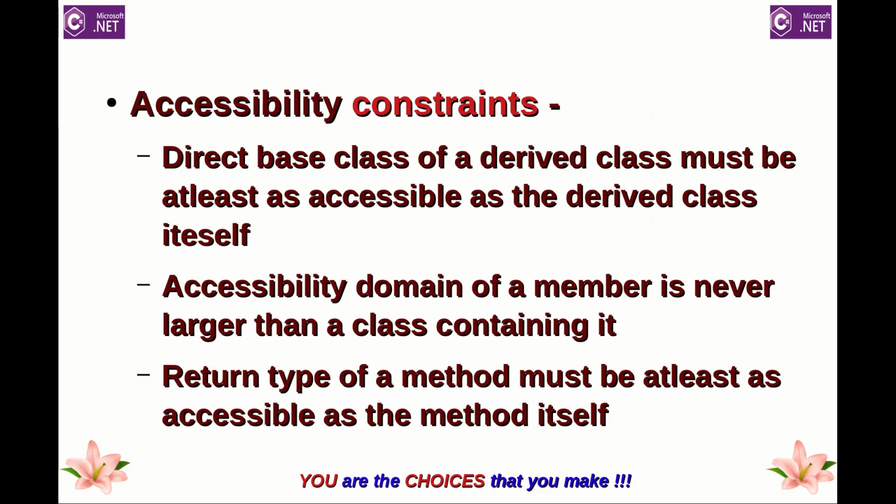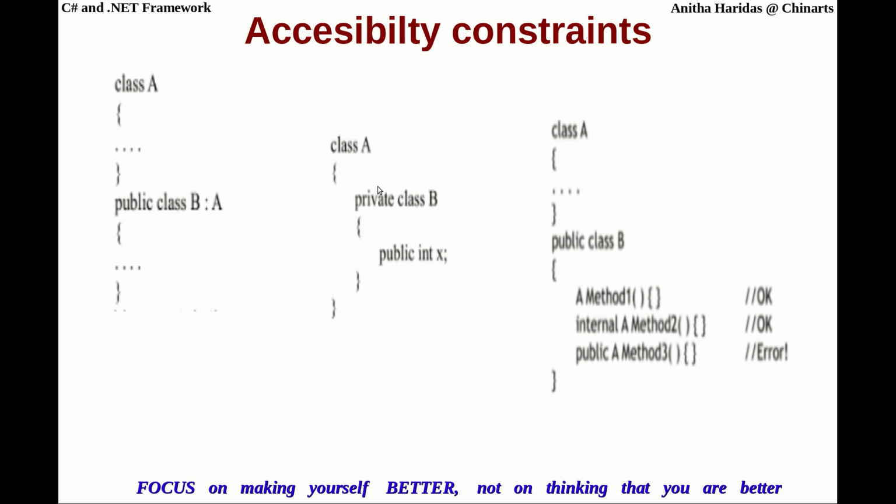What is the second constraint? The accessibility domain of a member is never larger than the class containing itself. So this is the class declared. The class is declared as private, but the member is declared as public. Class is private and the member is public. So if the class is private, the objects of the class cannot be created. So obviously if you declare the member as public, this cannot be accessed anywhere.